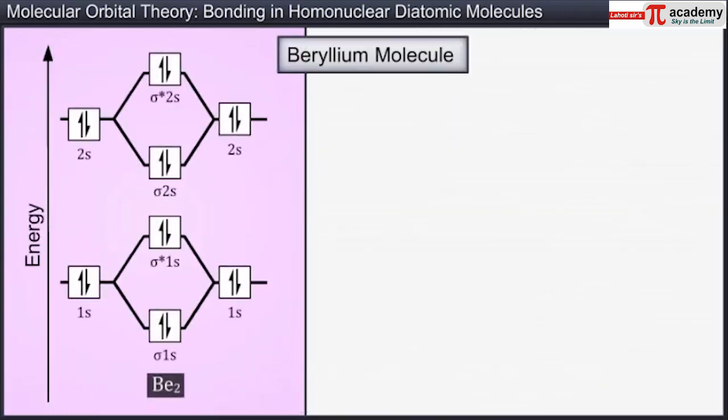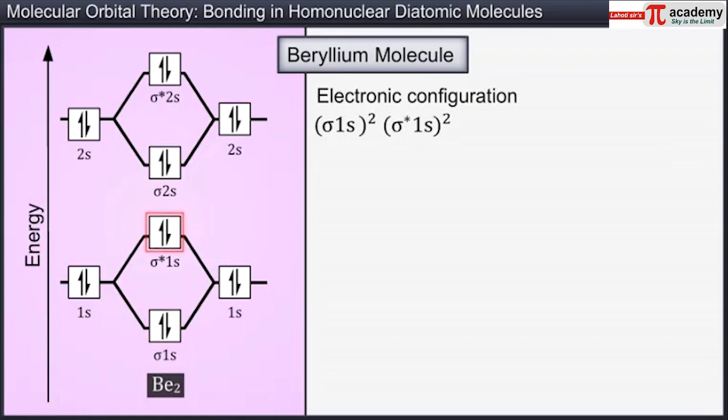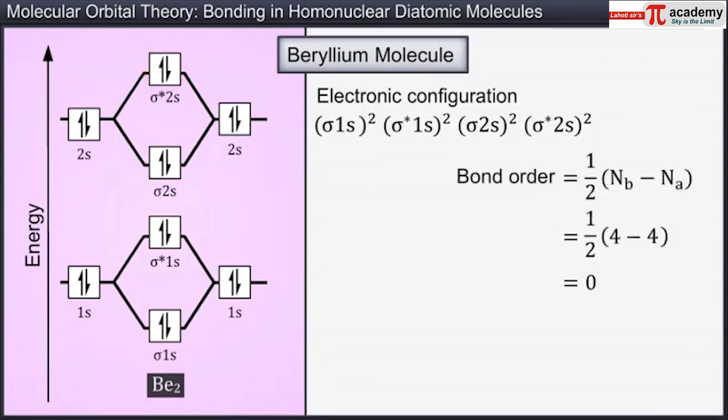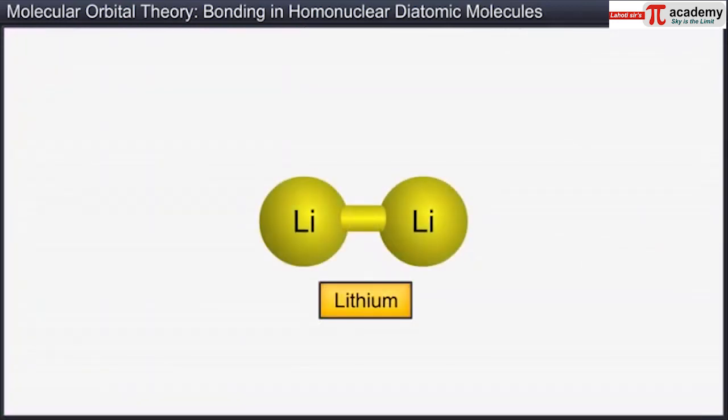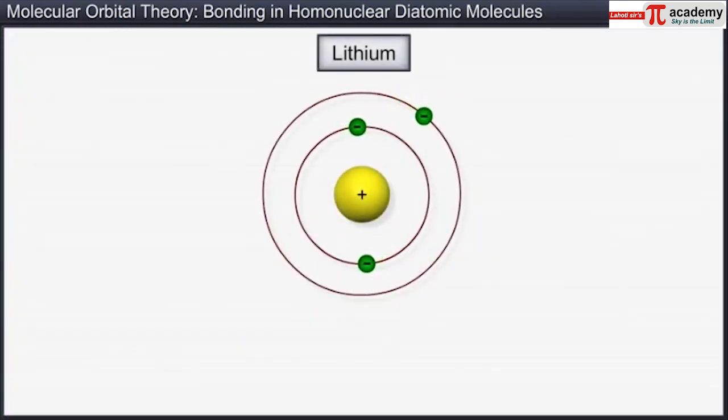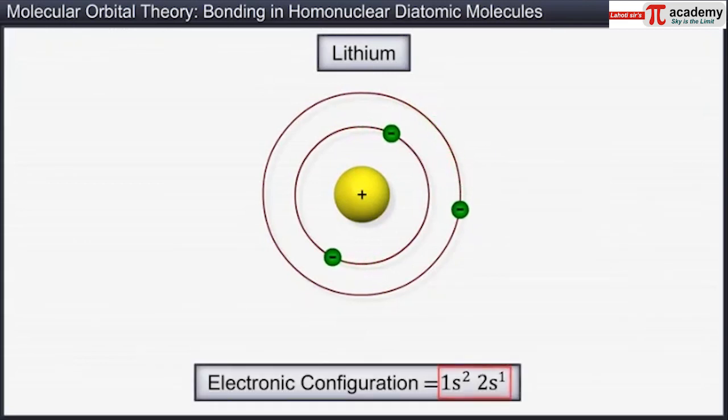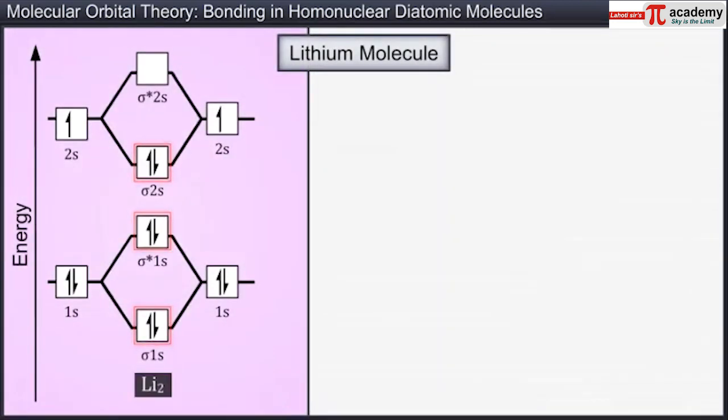Similarly, a beryllium molecule with an electronic configuration of sigma 1s2, sigma star 1s2, sigma 2s2, sigma star 2s2, and a bond order of 0 is considered to be non-existent. Now let's see the bonding in a lithium molecule. A lithium atom has an electronic configuration of 1s2 2s1. Thus, there are 6 electrons in a lithium molecule.